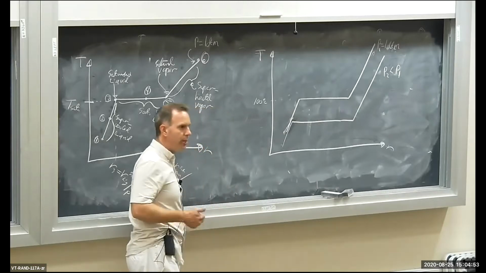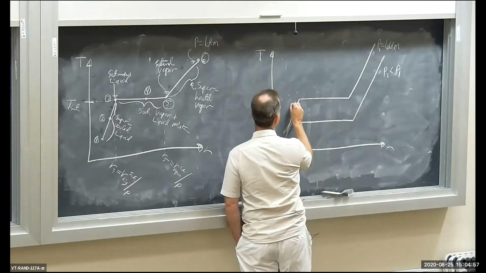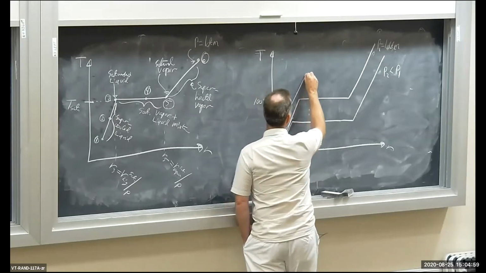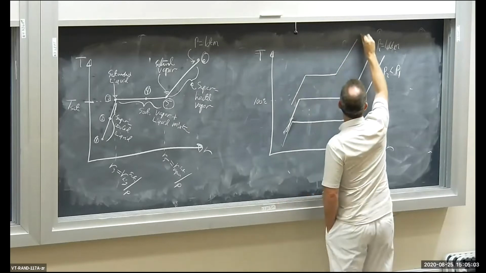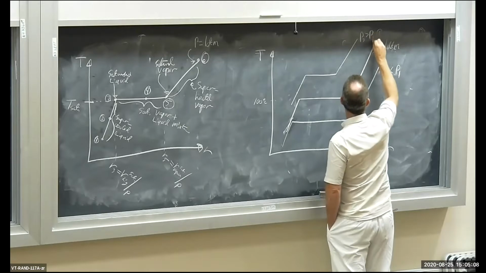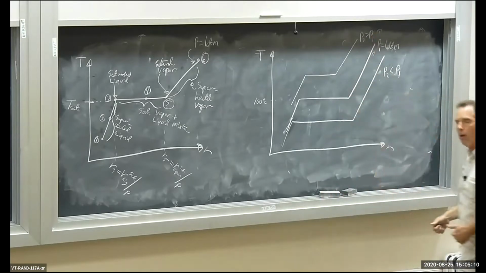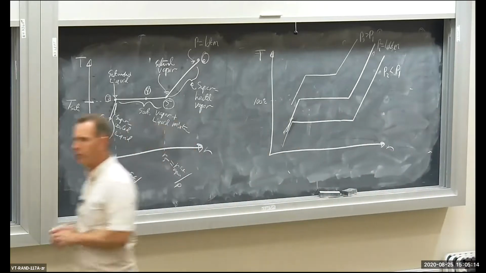And now let's increase the pressure. So this is P3, which is greater than P1. You increase the pressure, the boiling or saturation temperature goes up. Let me give you some numbers here.